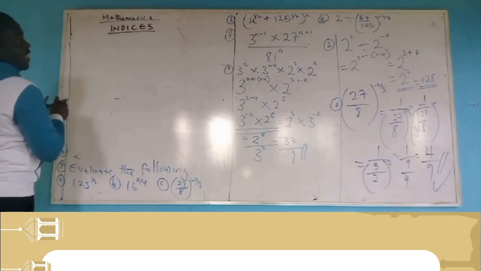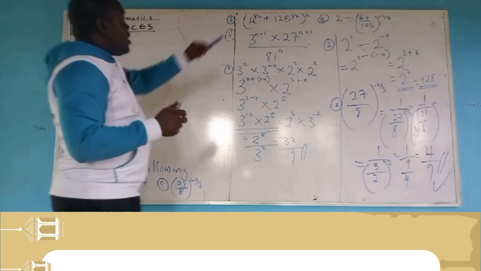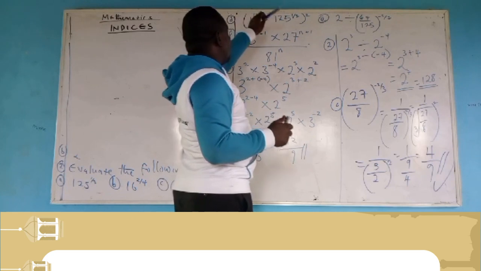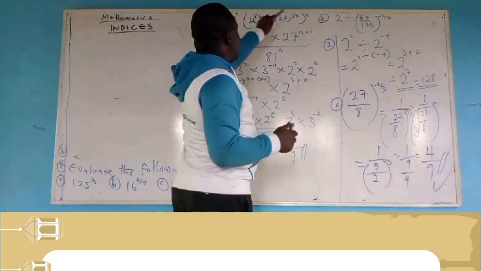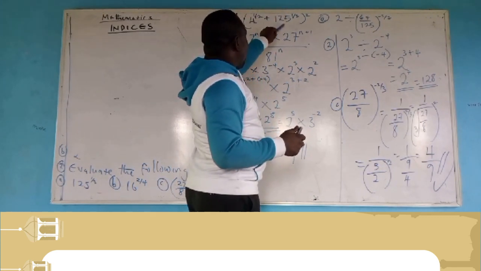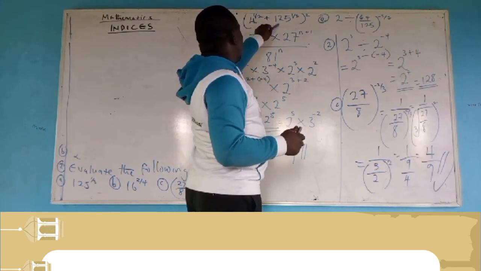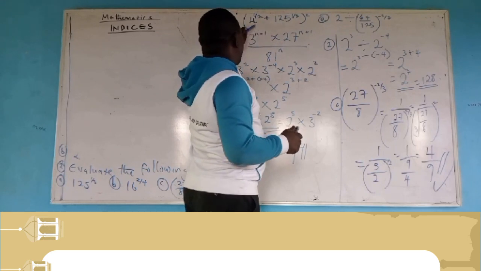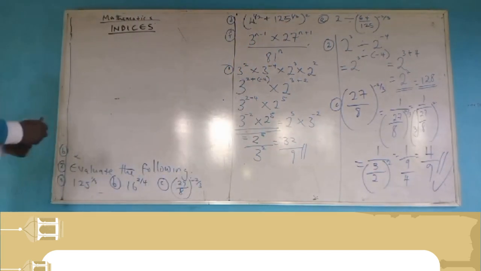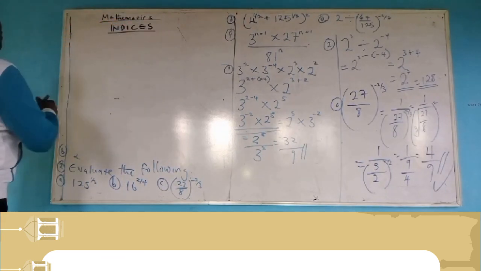Okay, so we're looking at E. You wonder why I jumped D. D is quite simple now. This is 2. This is 5. 2 plus 5, what do you have? That's 7. Raised to power 2, that's 49. Okay, so I'm not doing that now. So let's go to E.